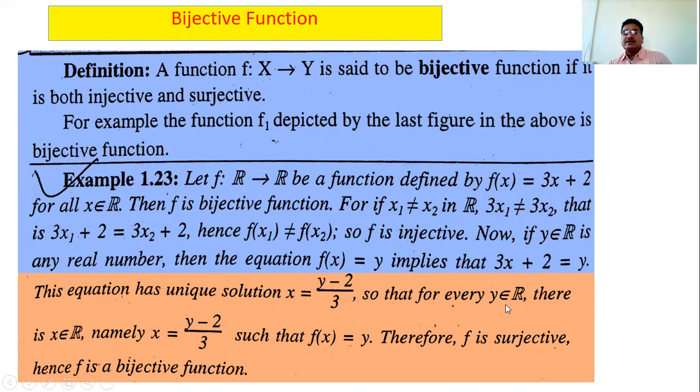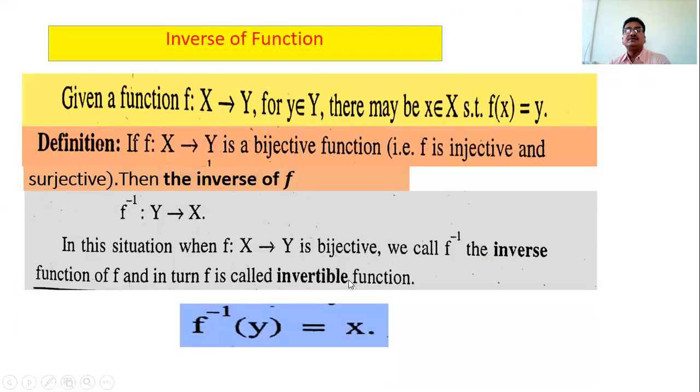Therefore, x equal to (y - 2)/3 is such that f(x) is equal to y, so (y - 2)/3 is the pre-image of y. And therefore, the function f is surjective, because this y is an arbitrary element of this set R, and it has a pre-image. Every element of this codomain has pre-images, and therefore the function is surjective, and hence the function is bijective, because it is injective as well as surjective.